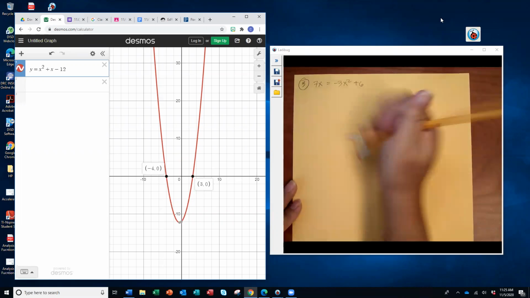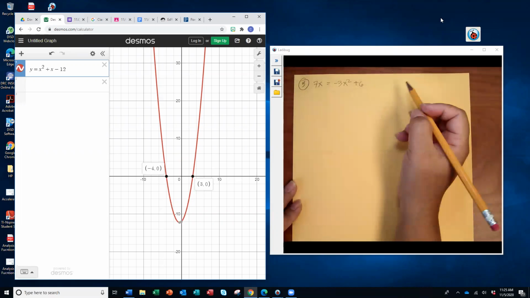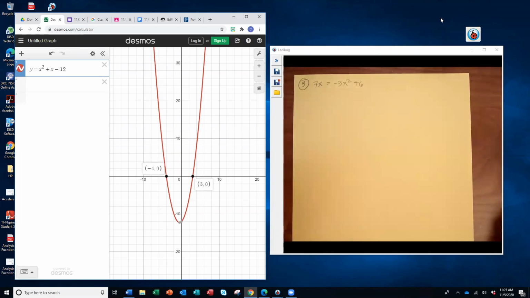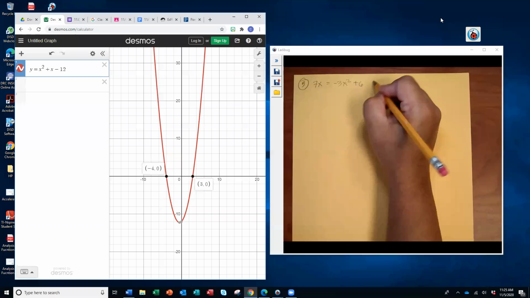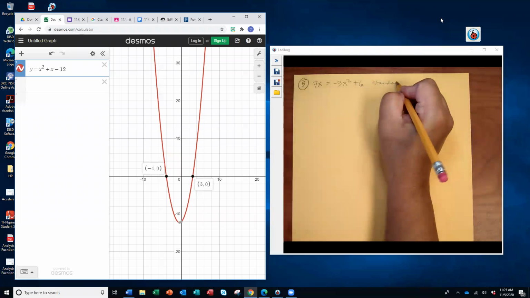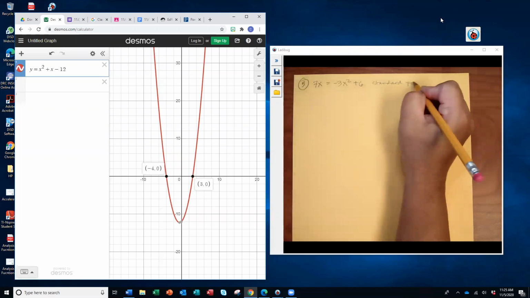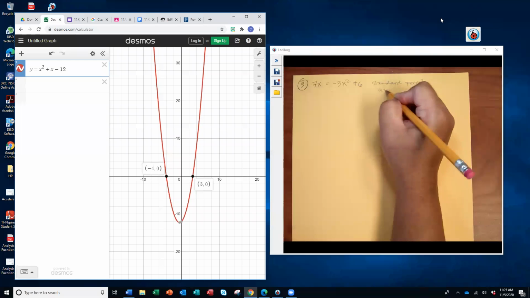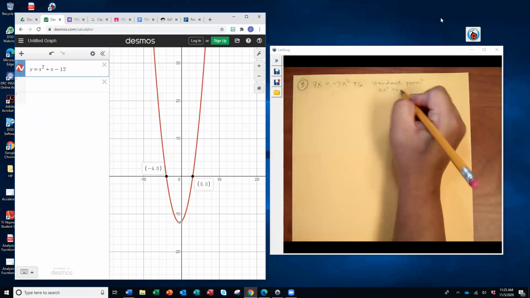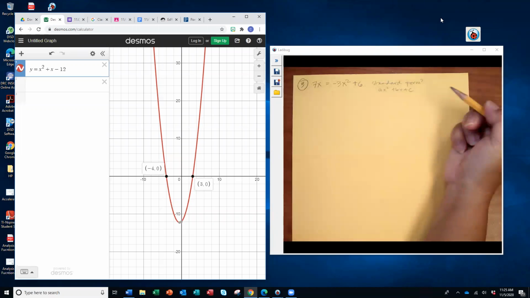So if you have this kind of example, let's ask this first. Is it arranged or not arranged? Is that in standard form? It has to be in ax squared plus bx plus c. Is it or not? It's not. So we need to start moving numbers.